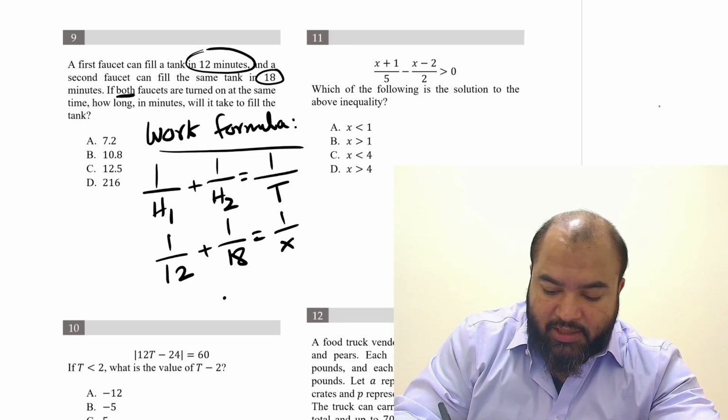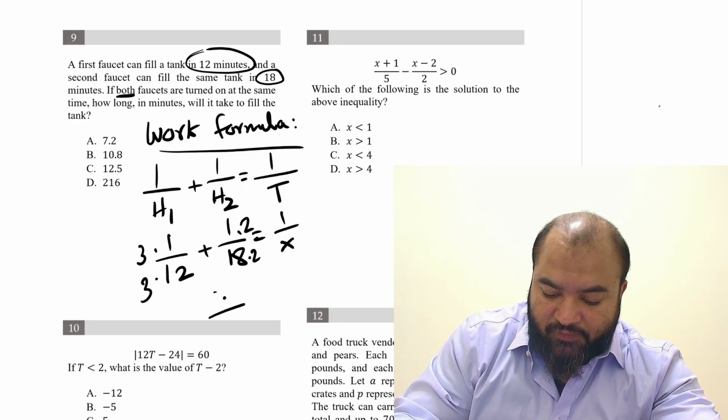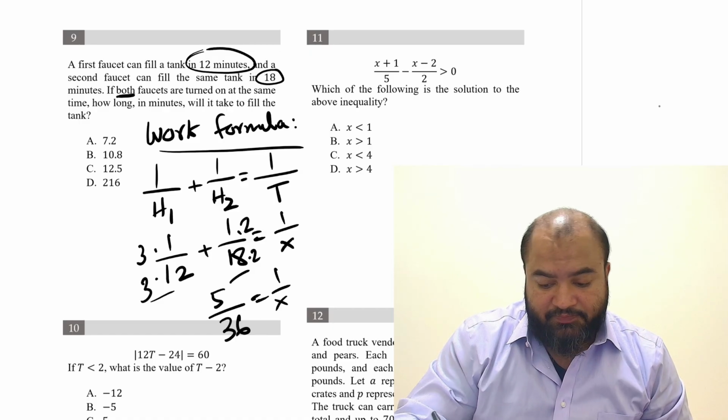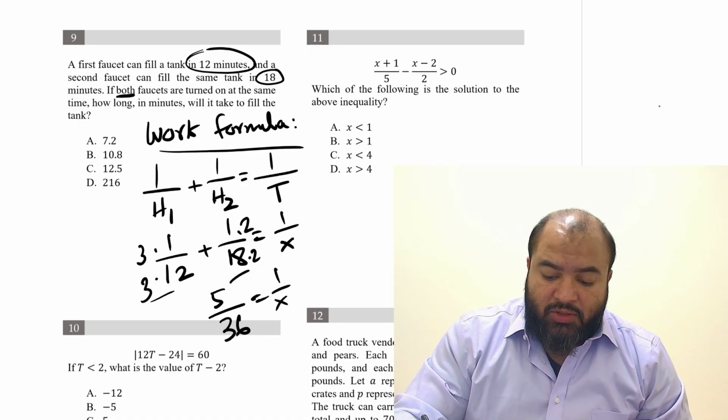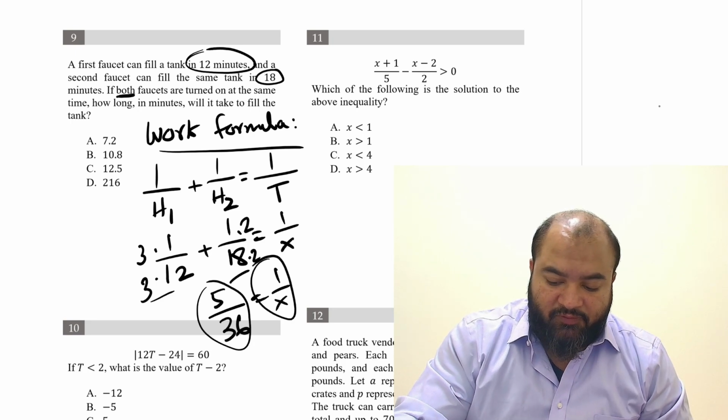You can use a calculator, or you can times it by 3 and times it by 2. So it's 3 plus 2, 5 over 36. The common denominator is 36, equal to 1 over x. Okay, but we're not looking for 1 over x, we're looking for x, so we can just flip both fractions.